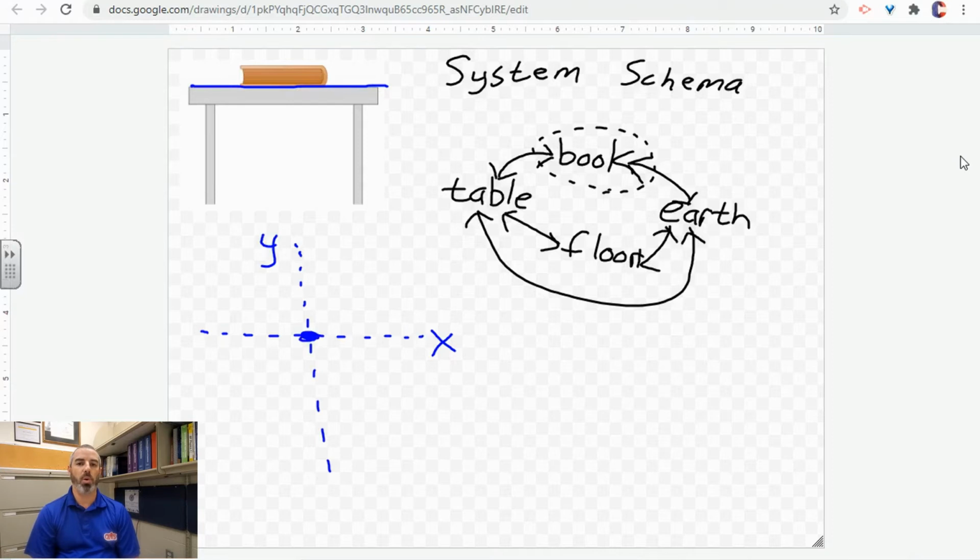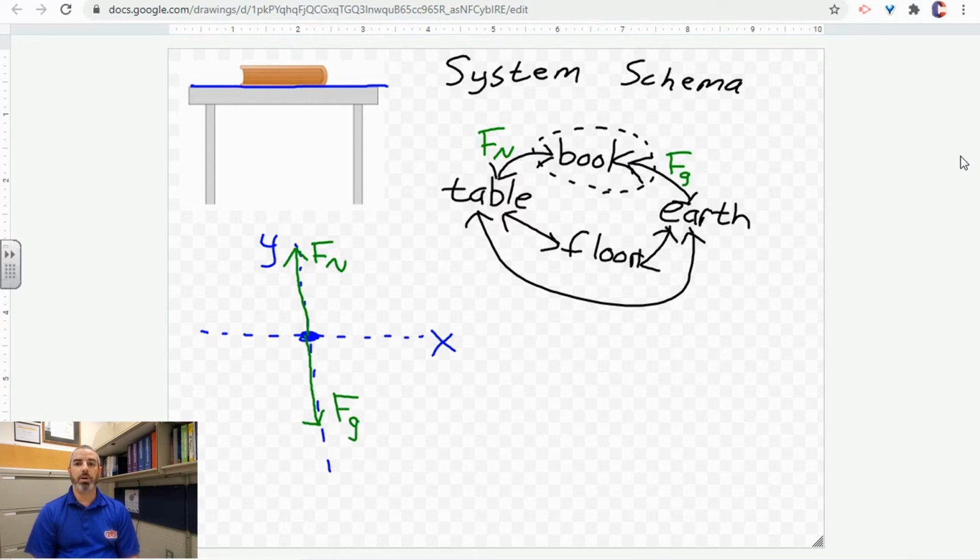The force that the earth supplies is gravity, so I'm going to label that Fg. And I know the normal force is the force that's supplied by the table, so I'm going to label that Fn. So I know I have a normal force and a gravitational force that I'm going to draw on my free body diagram. So the normal force, the table is pushing up on the book, and I know that the gravitational force is pulling down on the book.